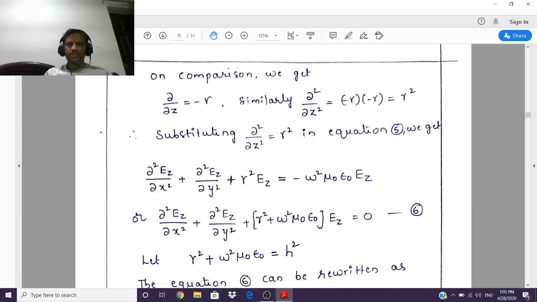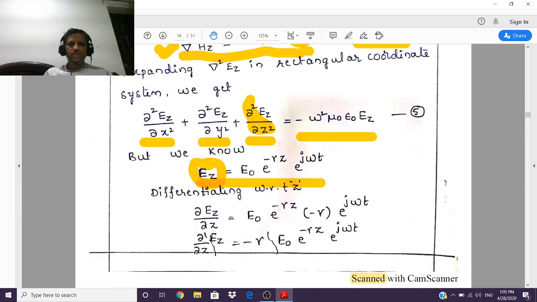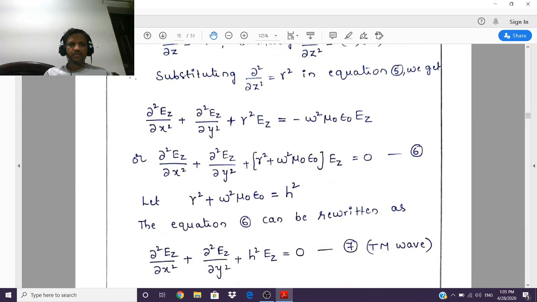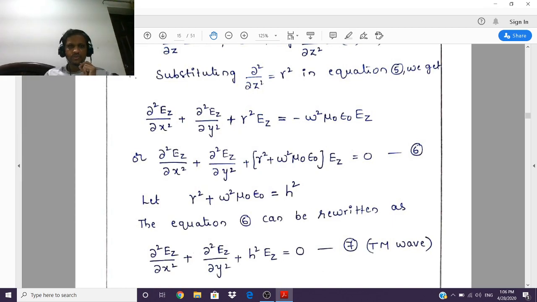Now in the previous expression, what we have is only ∂²/∂z², which we will replace with gamma square. Now I'll be doing that. So ∂²Ez/∂x² plus ∂²Ez/∂y², plus in place of ∂²/∂z², we have gamma square, I'll write that here, into Ez, which is equal to minus omega square mu naught epsilon naught into Ez. But this is an expression in terms of Ez on both sides, so I'll bring the right hand part to the left hand side, then it will become plus, so that will become gamma square plus omega square mu naught epsilon naught into Ez is equal to 0.